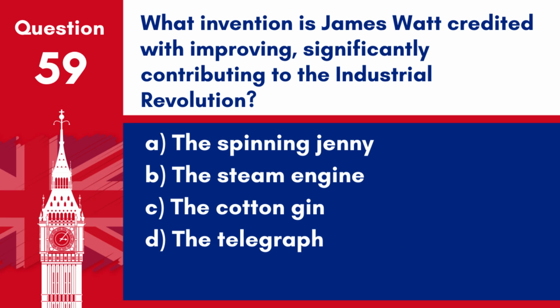Question 59. What invention is James Watt credited with improving, significantly contributing to the Industrial Revolution? A. The spinning jenny. B. The steam engine. C. The cotton gin. D. The telegraph. Answer: B. The steam engine. James Watt is credited with making significant improvements to the steam engine, which played a crucial role in advancing the Industrial Revolution.